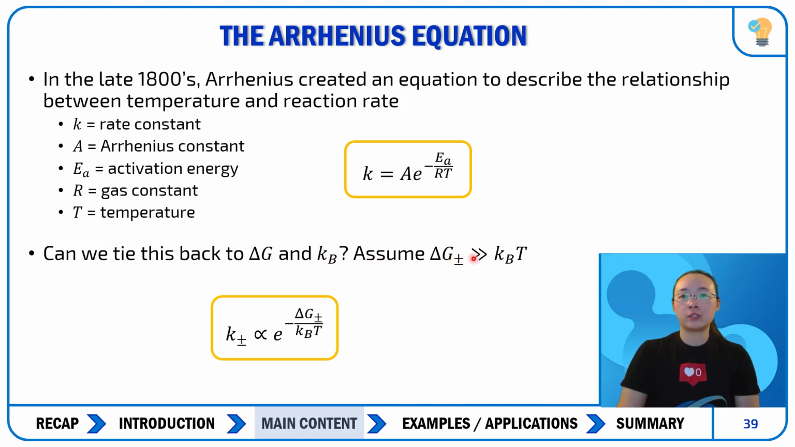And we want to be able to tie this back to free energy and Boltzmann's constant. So we're going to assume that delta G is much greater than kBT, and therefore we can say k is proportional to e to the power of this term. So we assume here that delta G is going to be the activation energy in each of the forwards and backwards reactions.